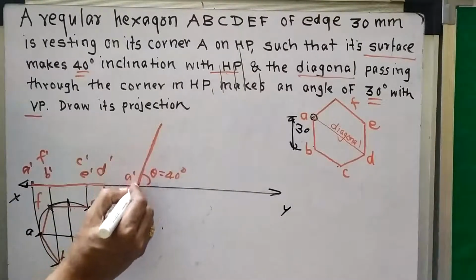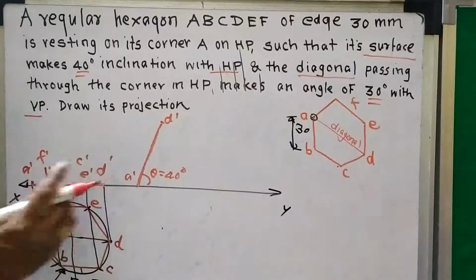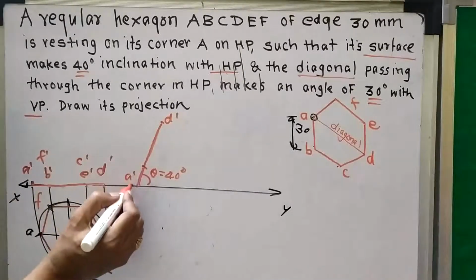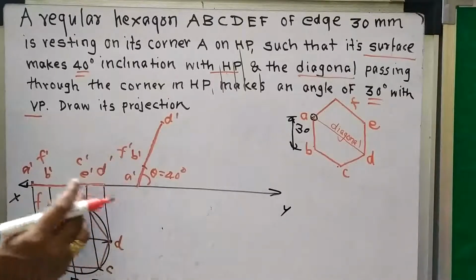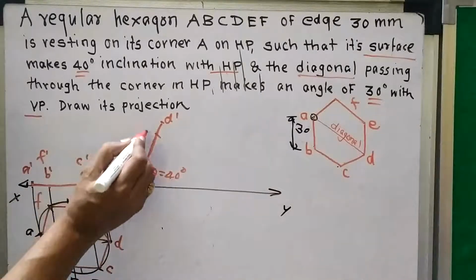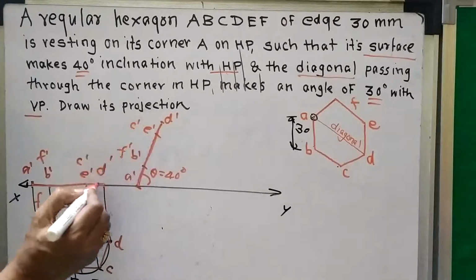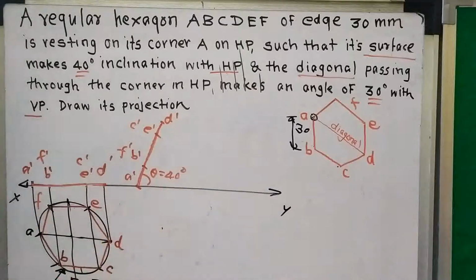So I take this. So this is D dash point. Then I will take this distance, cut here point. So I will get this B dash and F dash point. Then I will take this distance in the compass and from this cut here. So I will get E dash, C dash point, and D dash point is already marked. So the surface inclined 40 degree is completed.